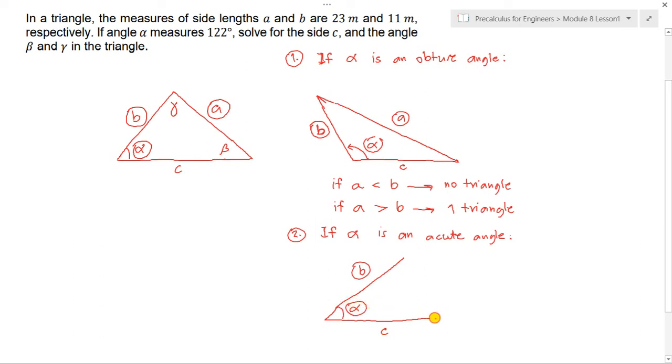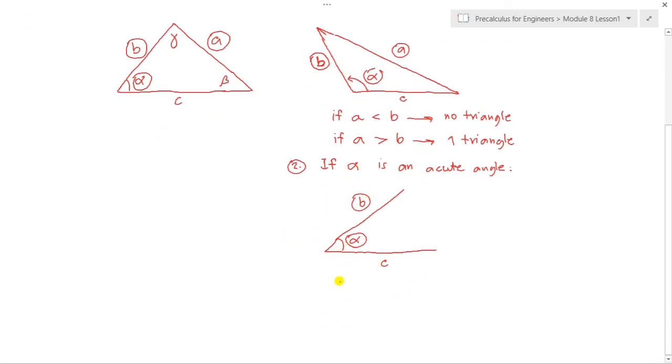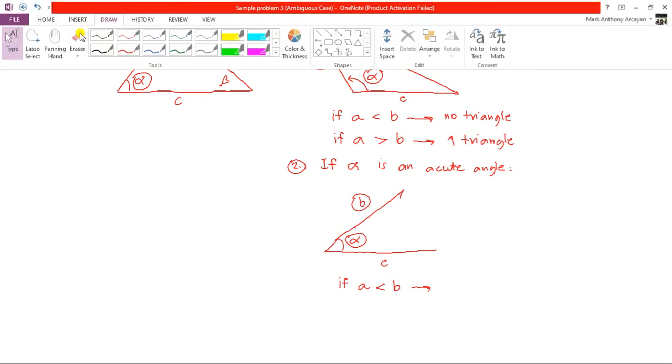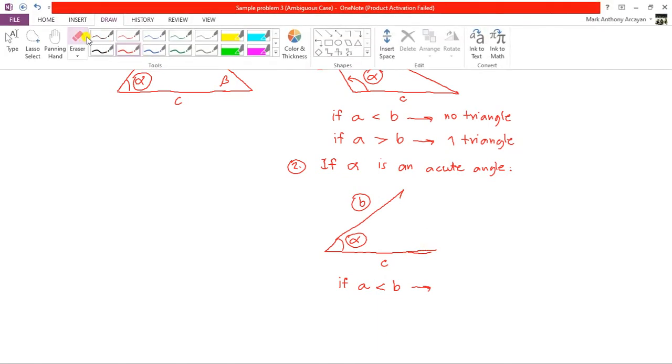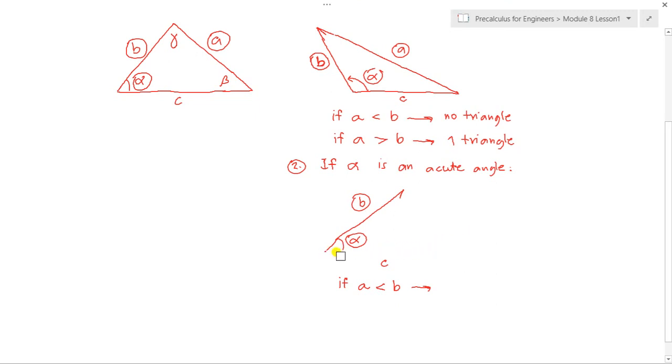Now here, it is the same. If A is less than B, is there a triangle or not? We project side A on this side C. Side C has no definite measurement, so we just assume it, since C is unknown, as the line that side C follows. If we extend side A so that it intersects side C, of course A is shorter than B.